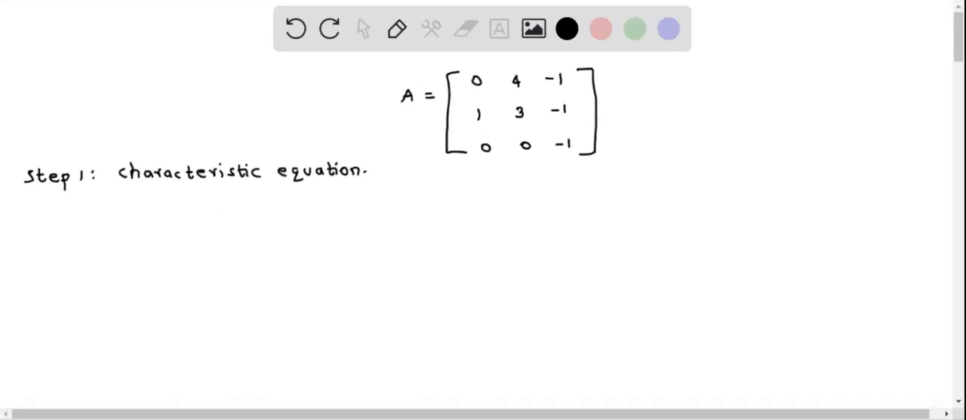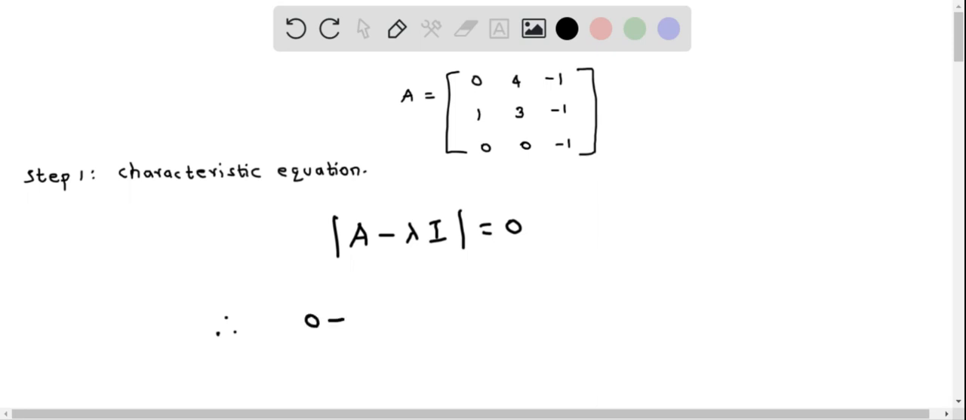Let's do step one. So here we determine the characteristic equation. We write the characteristic equation for a square matrix A, that is, the determinant of A minus lambda I equals 0. So this basically represents the characteristic equation. We can expand it by subtracting lambda from the diagonal elements of the matrix A. So I'm going to subtract lambda from each of the diagonal elements.